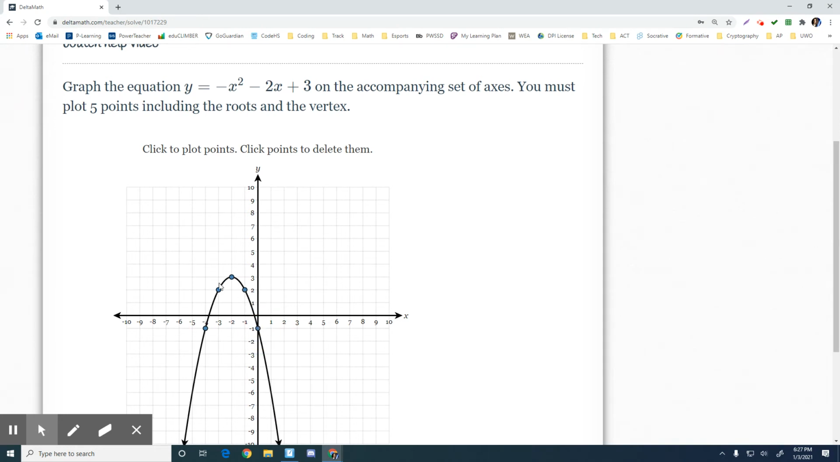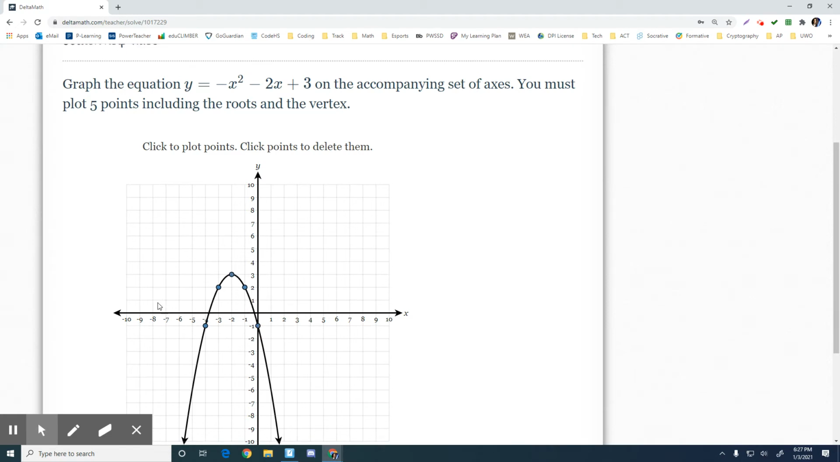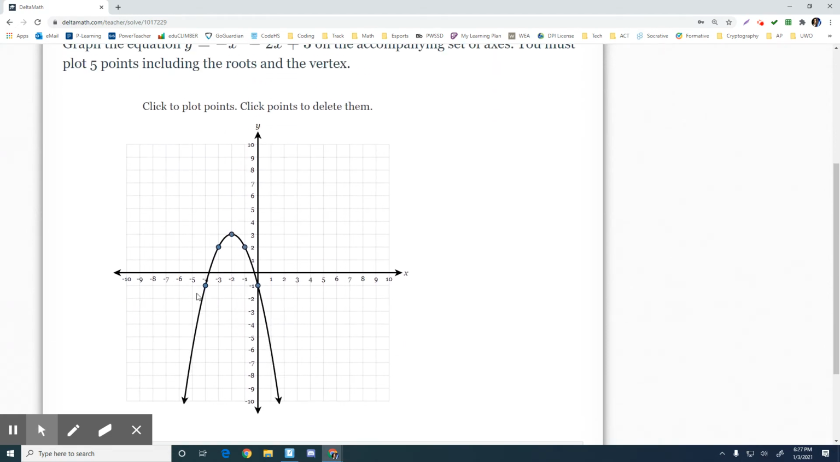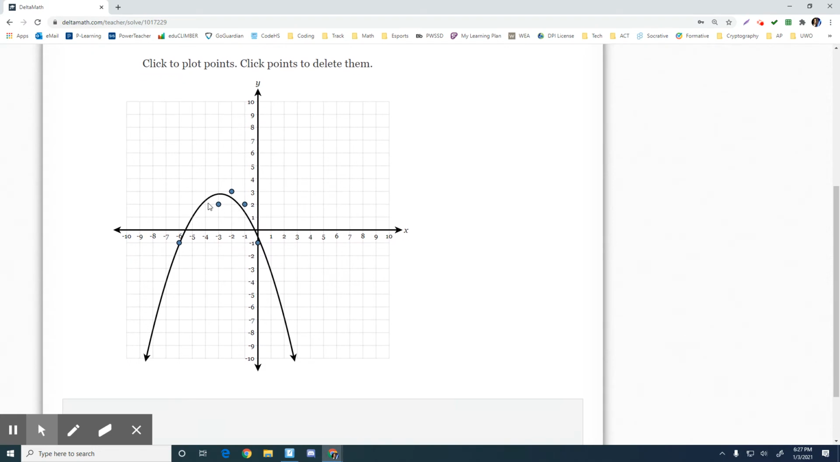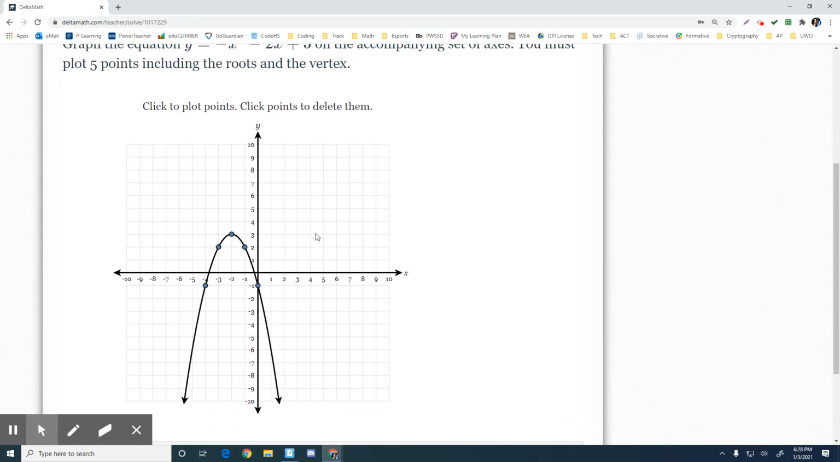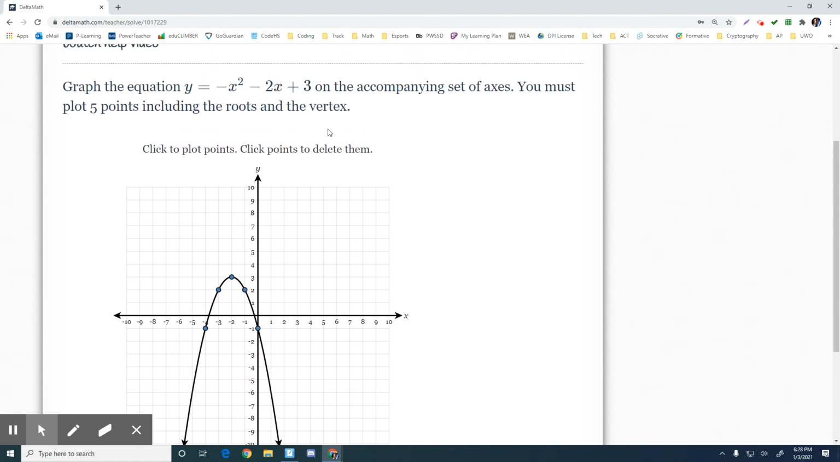then it will automatically put in your parabola. And you see how the line perfectly goes through each of these? That's how you kind of know that you made a valid parabola. If I put a point like over here, see how it's not hitting each of these points exactly? That's a good indicator to let you know, hey, I'm doing something wrong. Maybe I need to fix this point. And there you see it hits all 5 points. And again, you just have to make sure that you include the roots and the vertex.